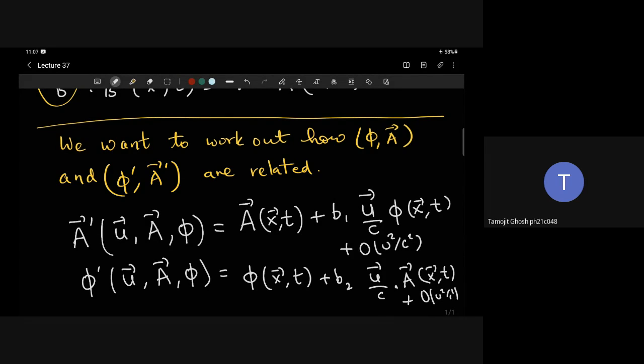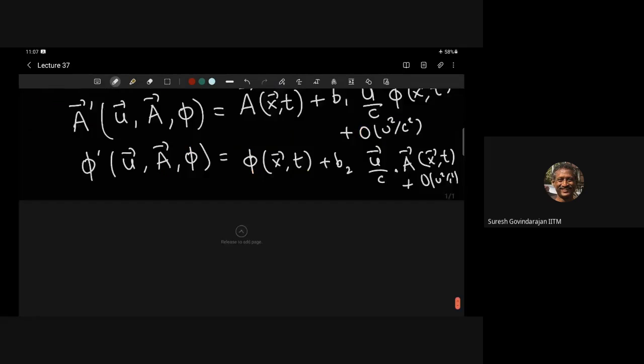Like in our assumption of A dash, we are not considering the fact that there may be a divergence or a curl of something. Good point. So let me just think about that. So the point here is, now what kind of term? Let's try to write some term, right?